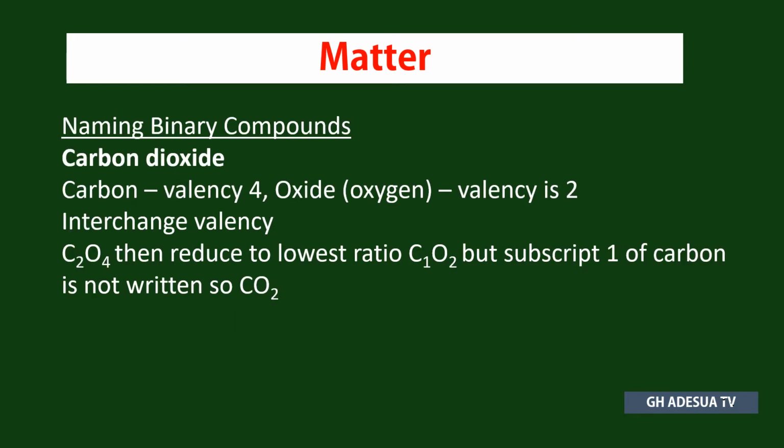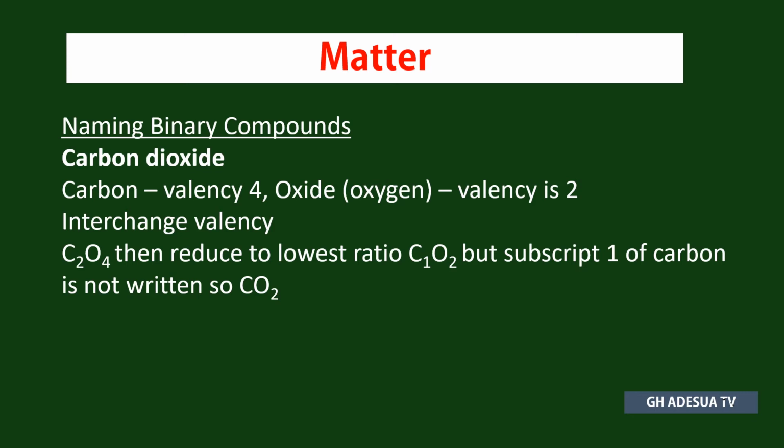Now, naming binary compounds. To name binary compounds, the valency is very, very important for you to achieve that. So, for example, if I tell you carbon dioxide, it is carbon C, oxide for oxygen O. Then I will look at their individual valencies. So, carbon has a valency of 4. And I expect that by now you know why, because the outermost shell of carbon is 4. And you need 4 more or lose 4. So the valency is 4.